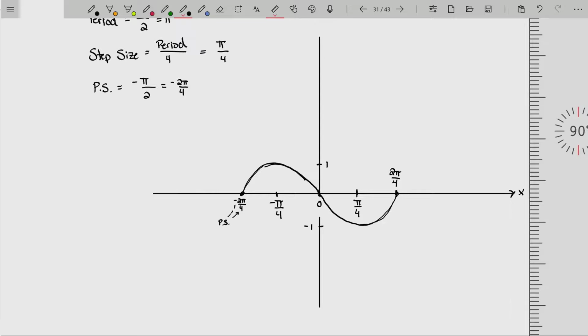And if you want to showcase to your instructor that this continues forever, you could put these little dashed lines, and that just tells your instructor, you know, this function oscillates forever. That's what we'd say. It oscillates forever.